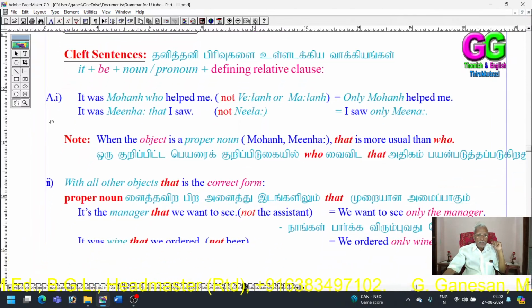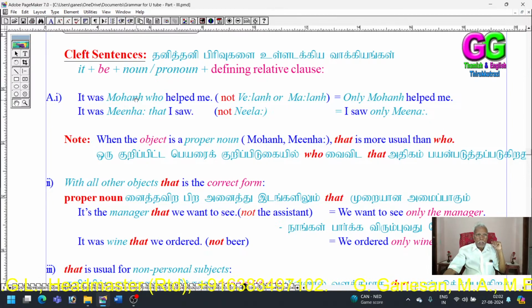Let us see. It was Mohan who helped me, not Valan nor Molan. That is, only Mohan helped me. It was Mohan who helped me means only Mohan helped me. Another sentence, it was Meena that I saw. I saw only Meena and nobody else. It means I saw only Meena.